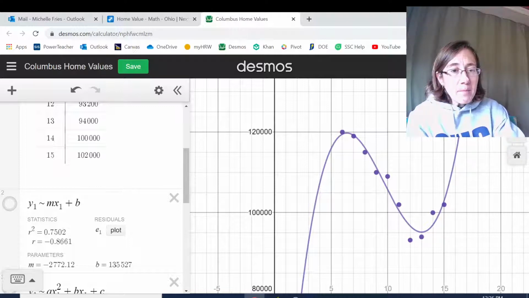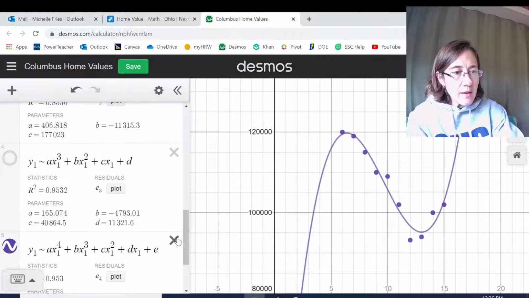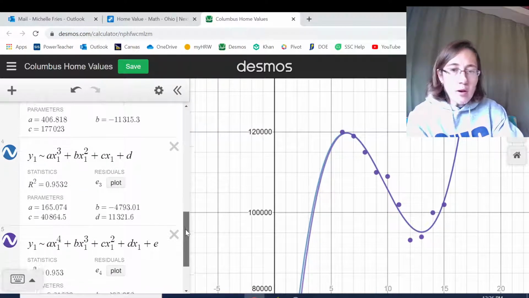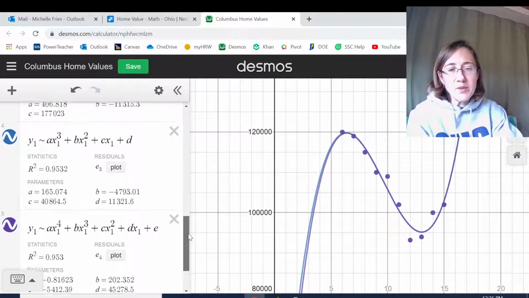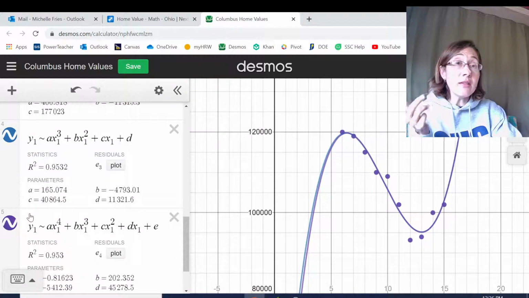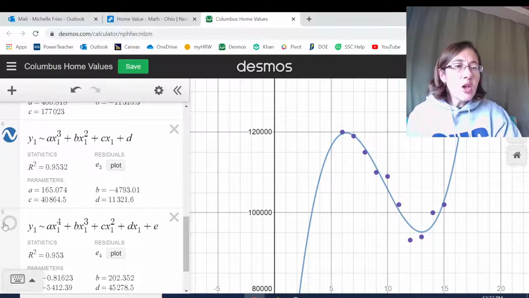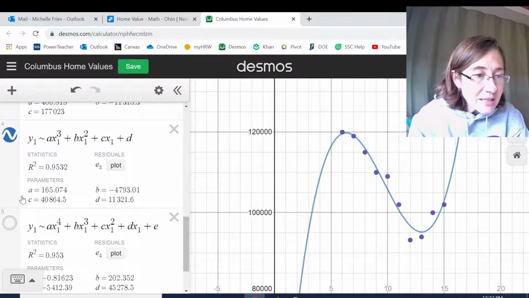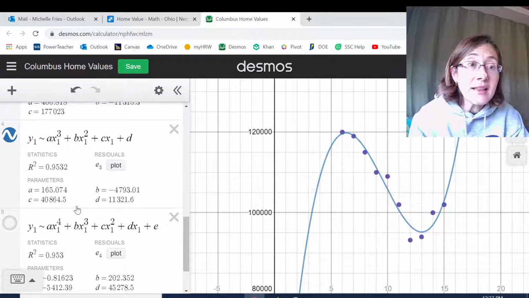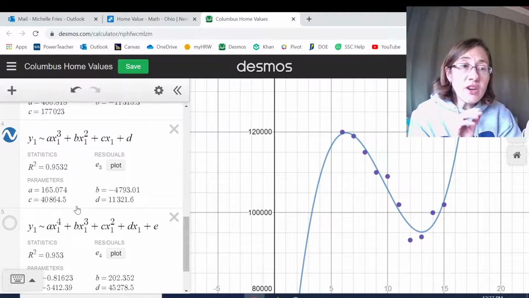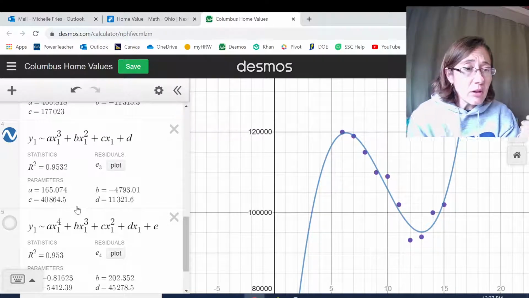So anyway, these two, the cubic and the 4th power polynomial, are so close that I think it doesn't matter which one you use. Now for the other cities that you're going to do, if there's a clear winner, go with the one that's better. But like if I look at these r squared values, they're almost the same. So I'm just going to go with the cubic. Okay. So if I look where it says parameters here, so remember I said that the a and the b and the c and the d are the coefficients in front of those terms.